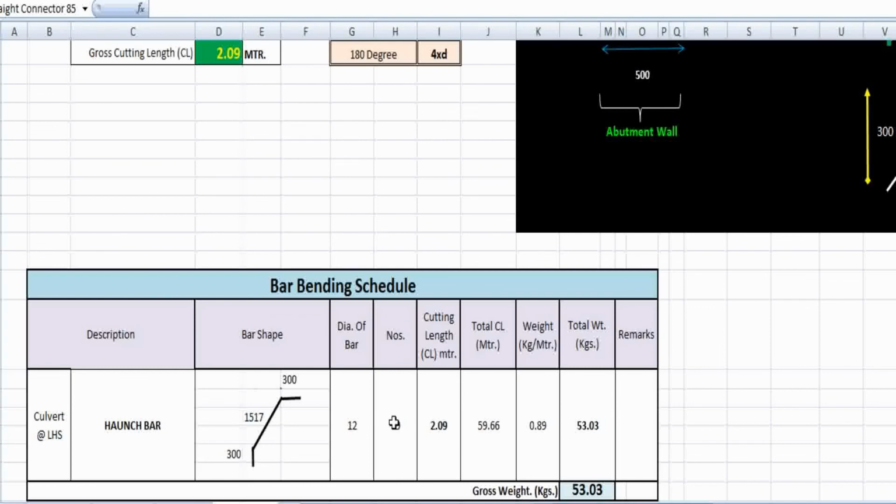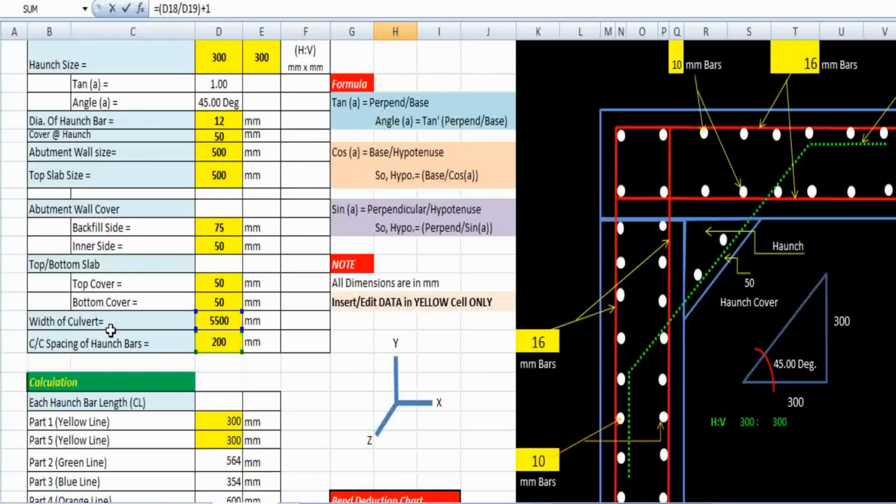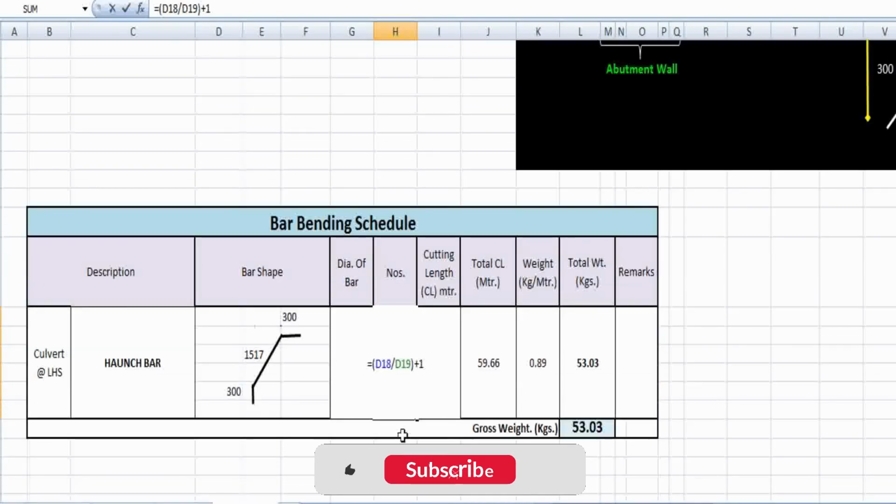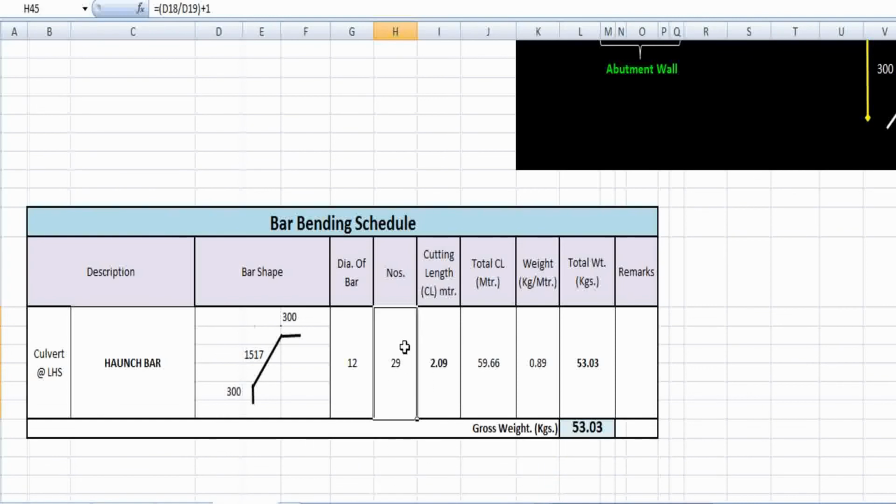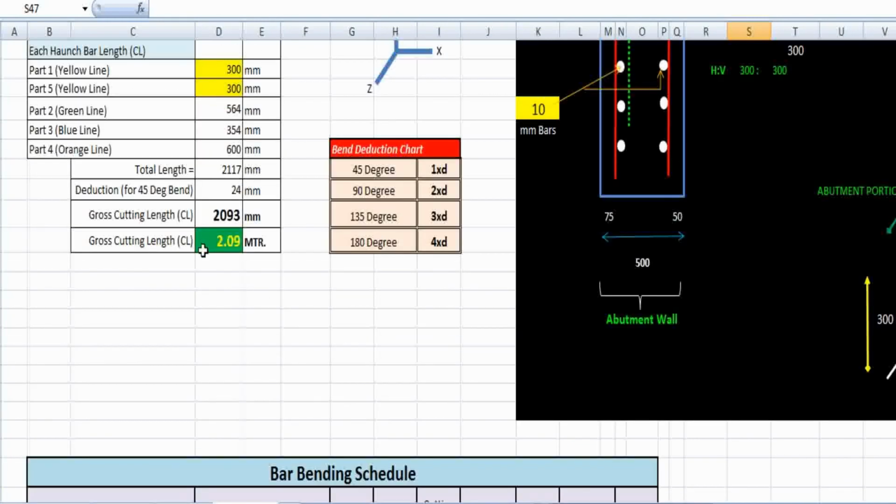And the number of bars, how can we calculate the number of bars? Because we have the width of the culvert as 5500 millimeter and the spacing equals 200 millimeter. So the center to center spacing between the haunch bars is 200 millimeter, and if we divide the entire width by it and add 1 extra, finally we will get the value of 29. Okay, and the cutting length in meters equals 2.09, which we have already calculated.